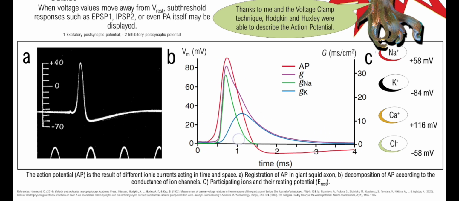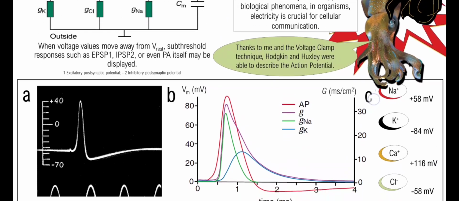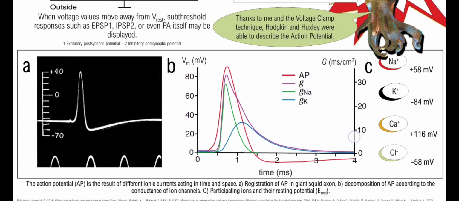Also here you can see that ions themselves have a resting voltage. Ions are always passing through the membrane, but at certain values of voltage, ions have no net flux.